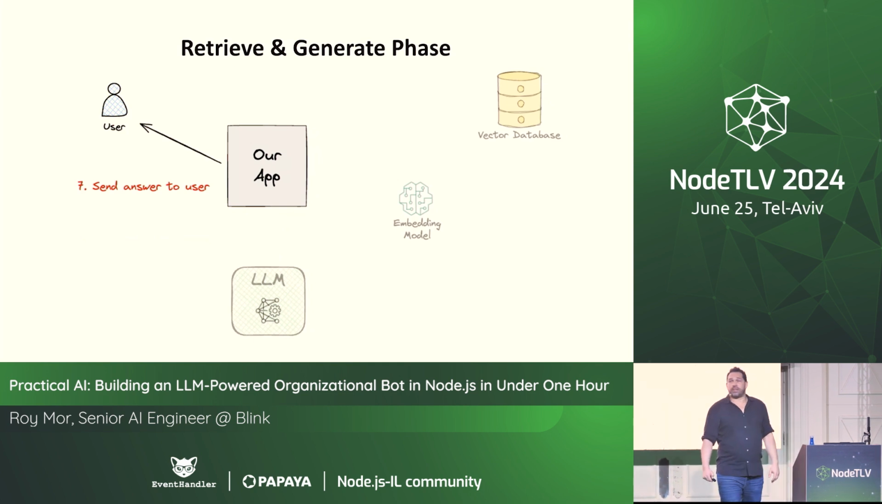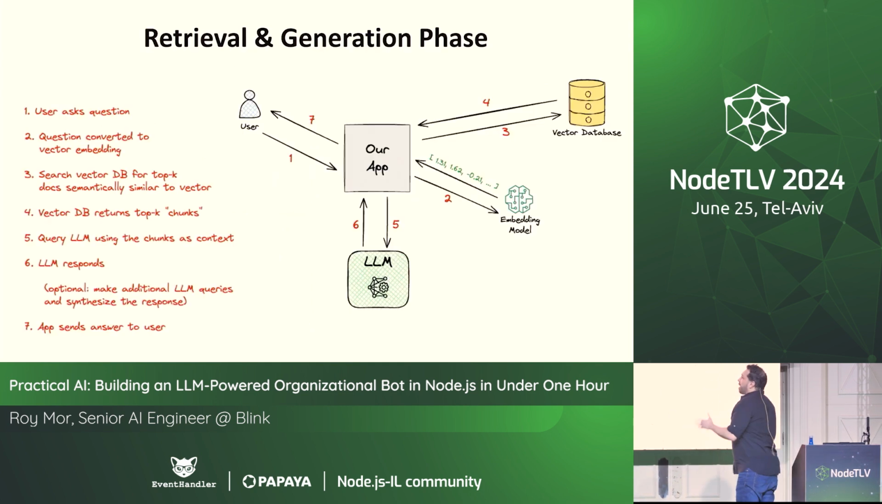and we send it back to the user, and everyone's happy. So in high level, it looks like this. The user asks a question. We convert the question into a vector embedding using the embedding model. We search the vector DB for the top K chunks semantically similar to the vector. We get them back. We query the LLM using those chunks as context. The LLM responds, and we send it back to the user.